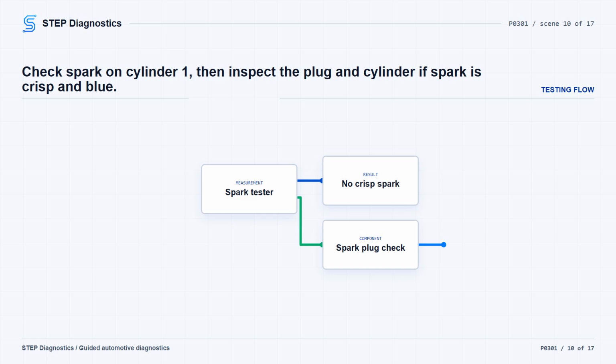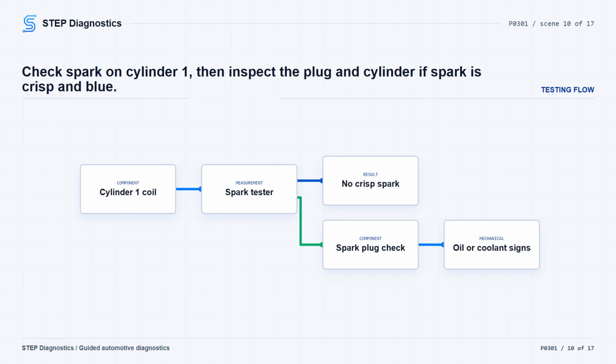You are looking for a crisp blue spark. If spark is missing, move to the ignition power and control checks. If spark is good, turn the ignition off and inspect the spark plug and cylinder. Look for cracks, carbon tracking, oil, coolant, excess fuel fouling, incorrect gap and loose or broken electrodes.